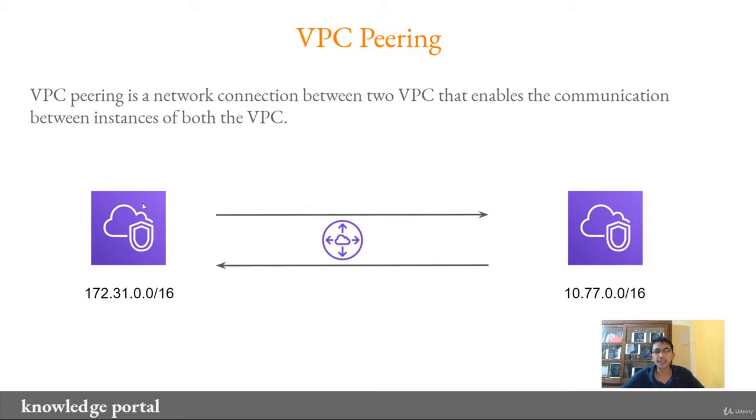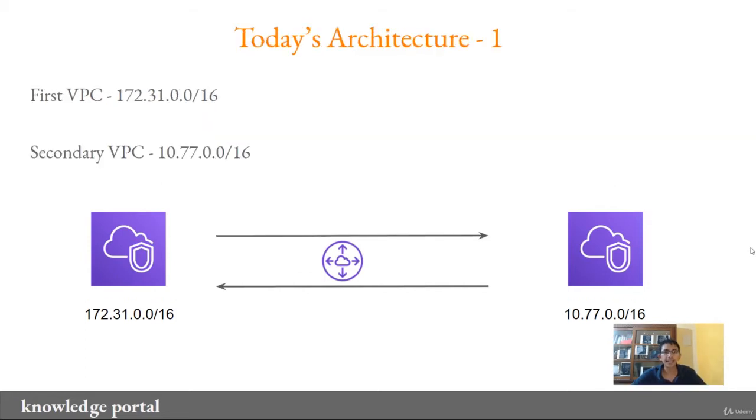If you want the instances between both the VPCs to communicate with each other via the private IP, then you can establish a VPC peering between them. Once this VPC peering is established, the instances will be able to communicate with each other in a private manner. So let's look into the architecture that we'll be having for today's demo.